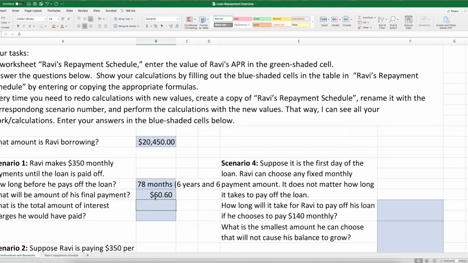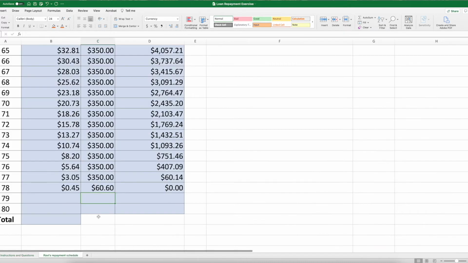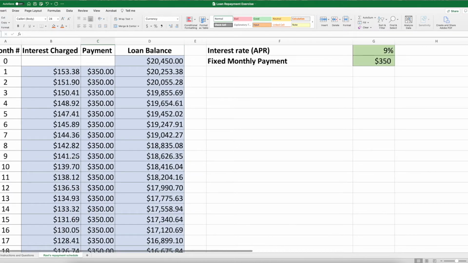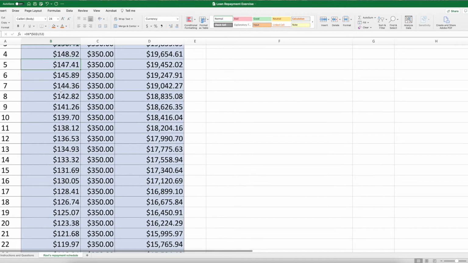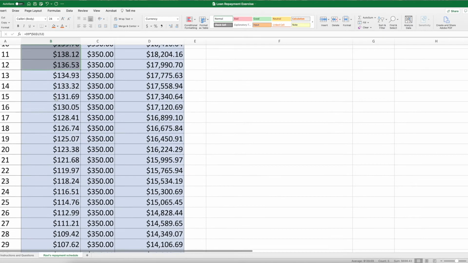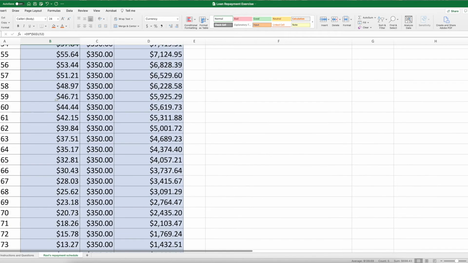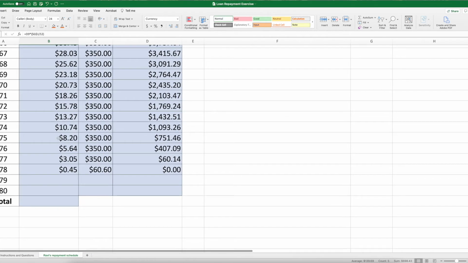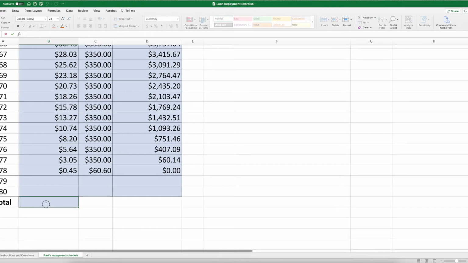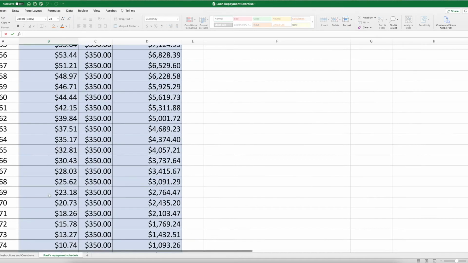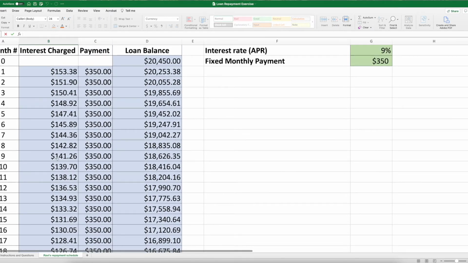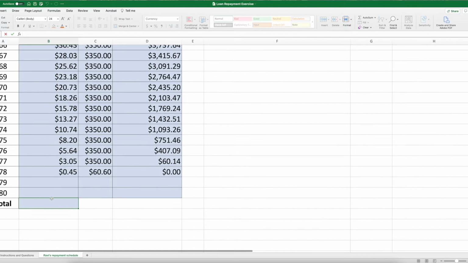Okay, what is the total amount of interest charges he would have paid? Okay, so this column contains the interest charges that he is charged every month. And so if we were to add up the values in this entire column, we would get the total amount of interest charges that he would have paid. And we can add that up in this total cell over here, and we can enter a formula that adds up the value of all the cells in this column.